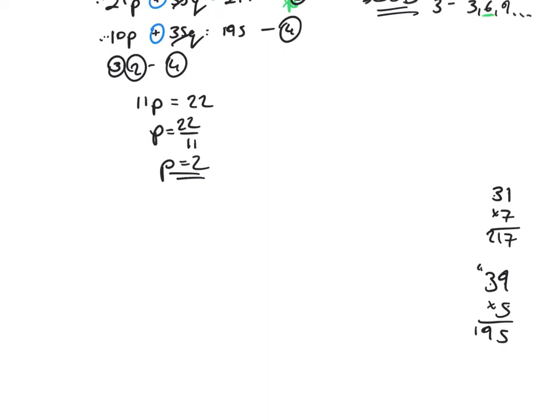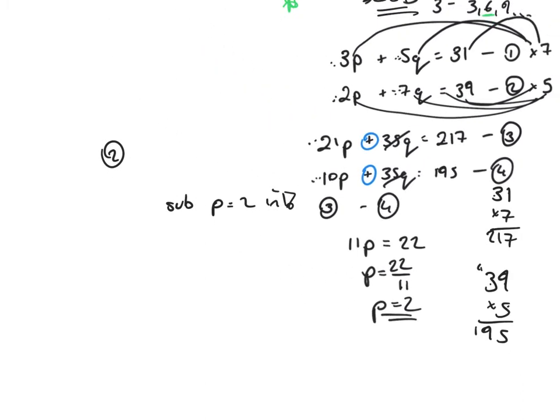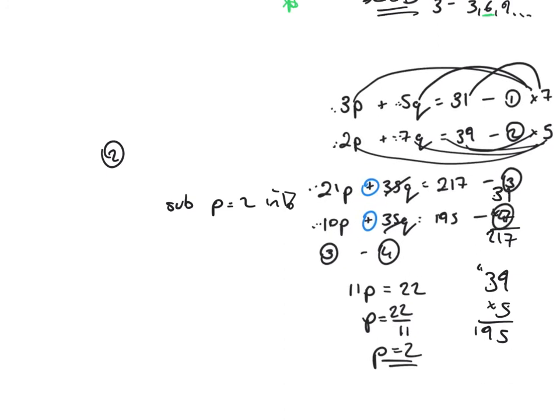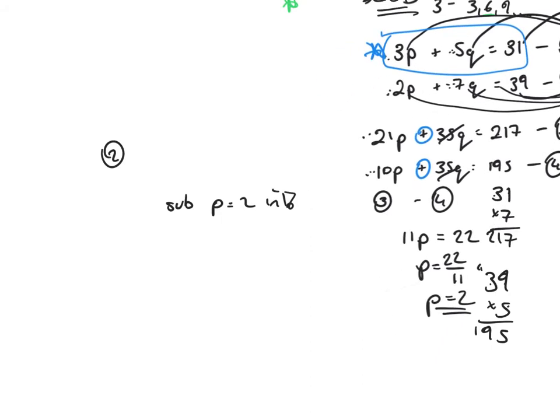I'm now going to sub p equals 2 into one of the equations. Again, remember it doesn't matter, I can choose any at random, but I'm going to go for one of the equations with smaller numbers to make it a wee bit easier on myself. So let's go for equation 1. So equation 1, and I'm going to sub p equals 2 into that equation.